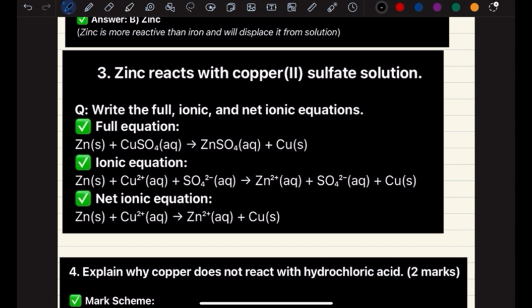Then we look back to the reactivity series. Zinc's above copper, so that means that zinc displaces copper from the copper sulfate. So you form zinc sulfate and copper. You've got that as the baseline.